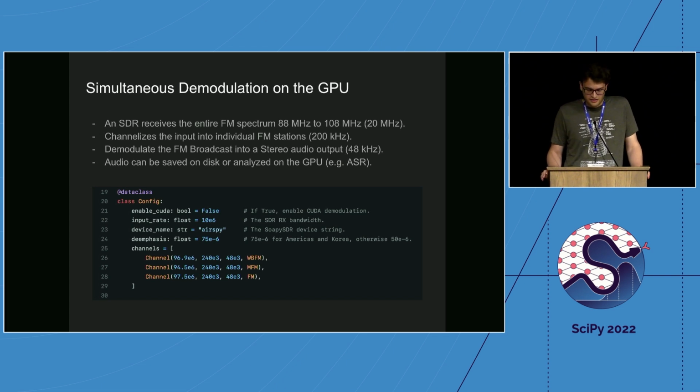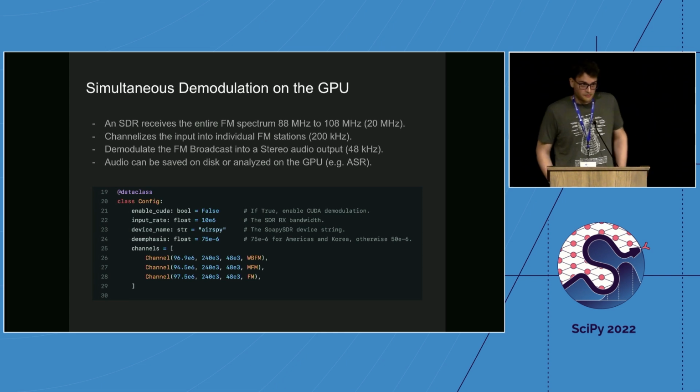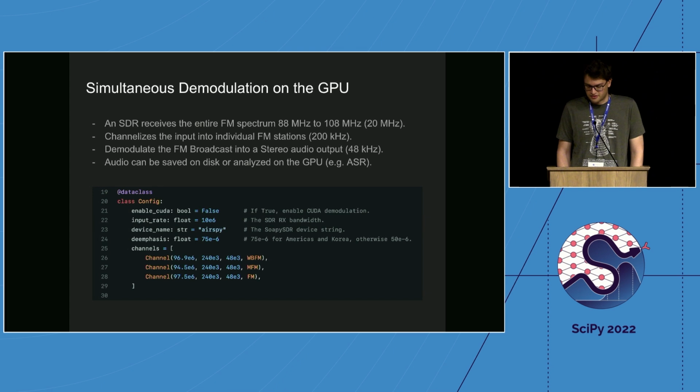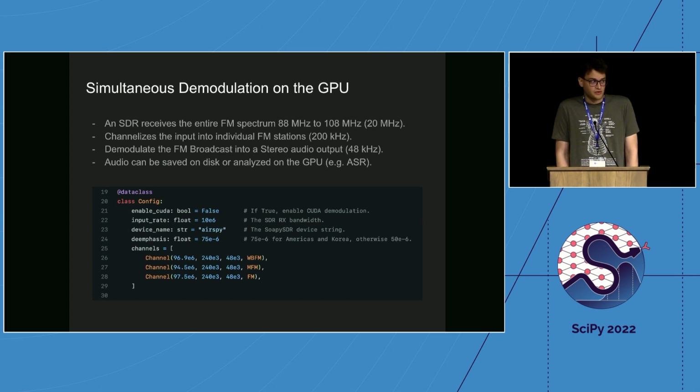If you have an RTL-SDR, that is a cheaper SDR, you can lower this number down to like 2.5 or something. The device name is the device you are using, and also the de-emphasis. That is a process that FM broadcast radios use to improve the audio that is transmitted through the medium that is the air. So they use this DSP processing to improve the audio that is transmitted.